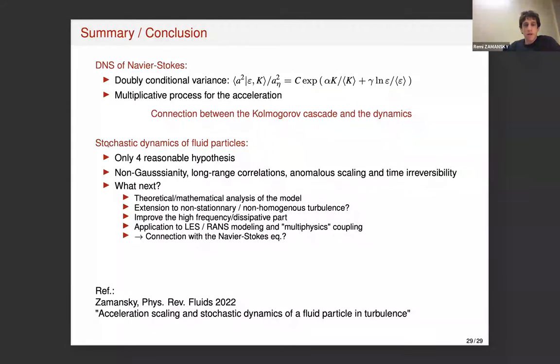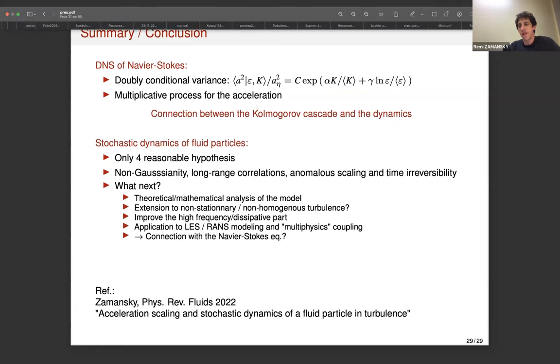Based on that, to show the connection between the cascade and the dynamic, we can build a stochastic process for that, and that reproduces, as I said, the non-Gaussianity, the long-range correlation, the anomalous scaling, the time irreversibility. And well, I think there are many more things to do, but I will stop talking, and maybe you have some questions about that.